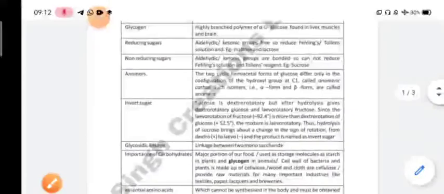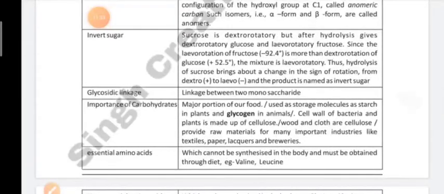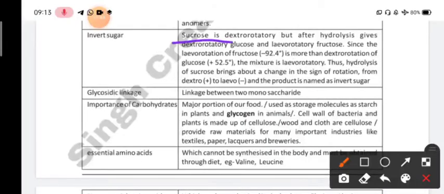And what is invert sugar? We know that sucrose is a disaccharide. It will hydrolyze and give glucose and fructose. Sucrose is dextrorotatory and it is a disaccharide. When it hydrolyzes, it gives glucose and fructose. Fructose is levorotatory and glucose is dextrorotatory. But the levorotation of fructose is so much higher that the mixture becomes levorotatory.